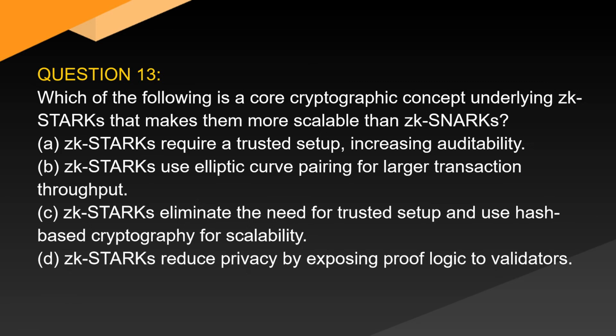Question 13. Which of the following is a core cryptographic concept underlying zk-STARK that makes them more scalable than zk-SNARK? A. zk-STARK require a trusted setup, increasing auditability. B. zk-STARK use elliptic curve pairing for larger transaction throughput. C. zk-STARK eliminate the need for trusted setup and use hash-based cryptography for scalability. D. zk-STARK reduce privacy by exposing proof logic to validators.